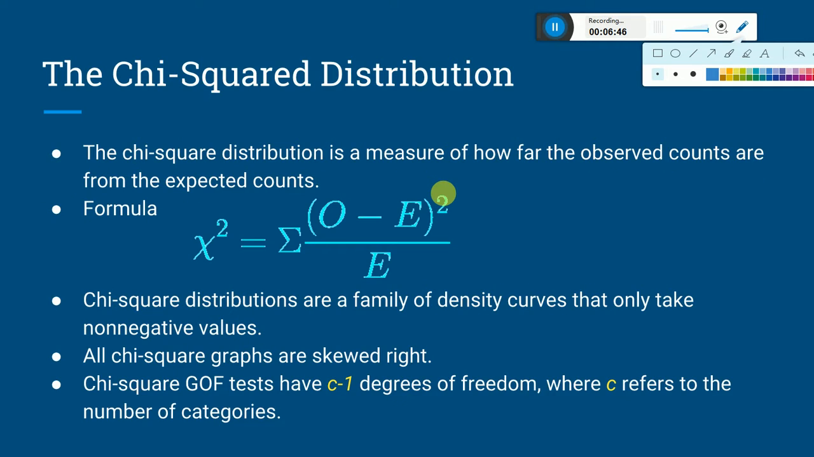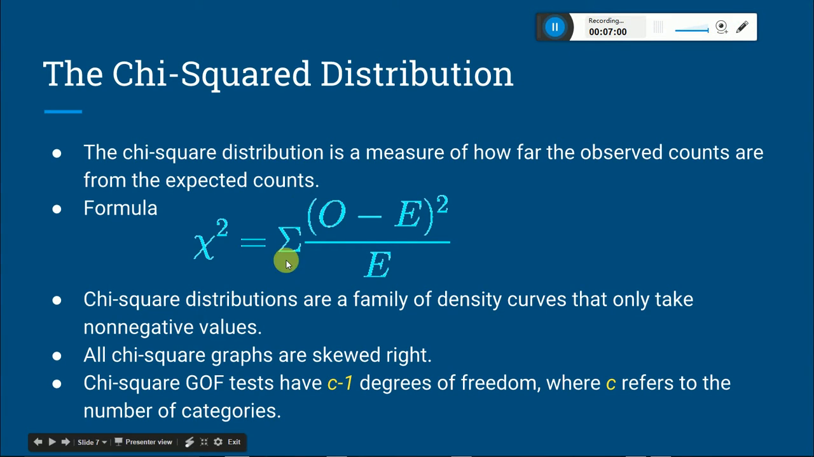All right. And let's talk about the chi-squared distribution. It's a measure of how far the observed counts are away from the expected counts. And in general, our formula is chi-squared equals the sum of our observed minus our expected counts, quantity squared, divided by our expected counts.